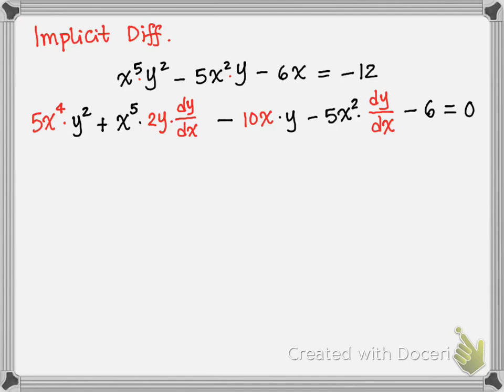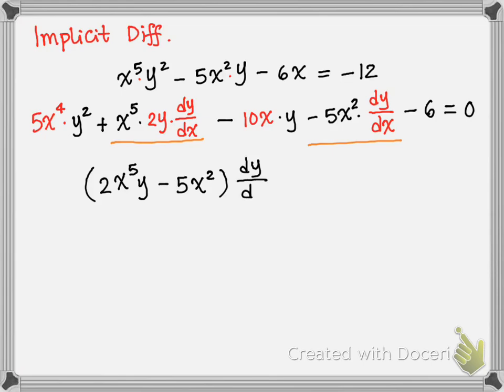So now you solve for dy over dx. So you combine like terms. So what are the like terms here? This with dy over dx. So you get 2x to the fifth power y, minus 5x squared, and you factor out the dy over dx in the back. Then equal, you bring everything else that doesn't involve dy over dx to the other side of the equation.